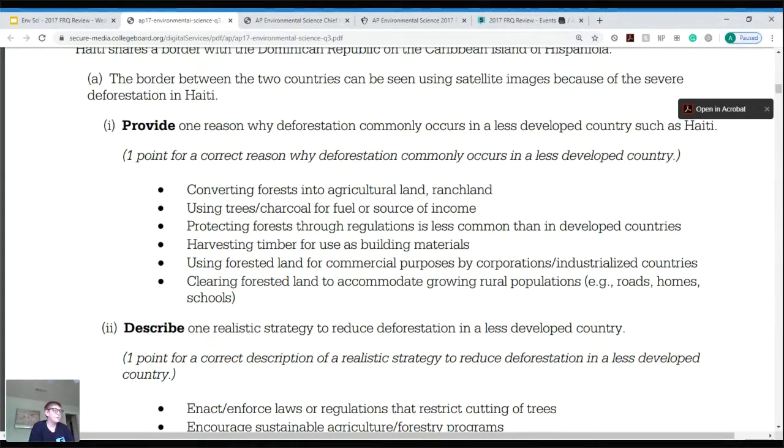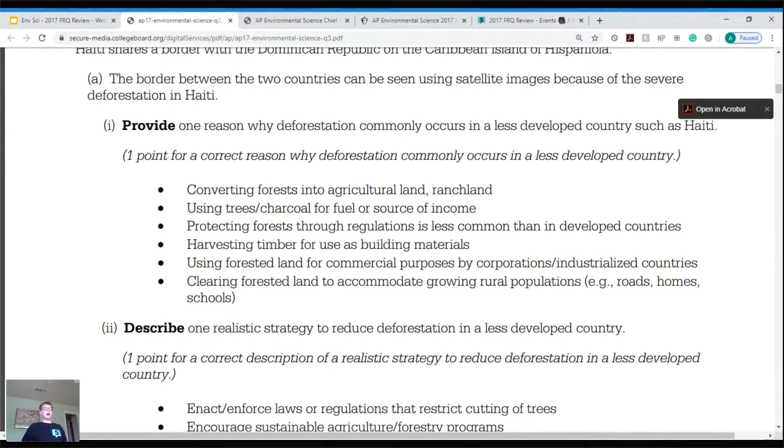I said protecting forests through regulations is less common in developing countries, so they might not have a lot of laws. They don't care about climate. They care about getting their economy started. Harvesting timber for use as building materials, that's that Habitat for Humanity example that I talked about. And then there are some other examples too.